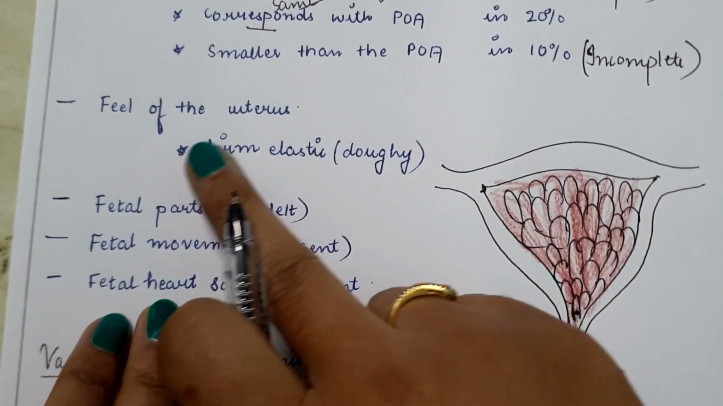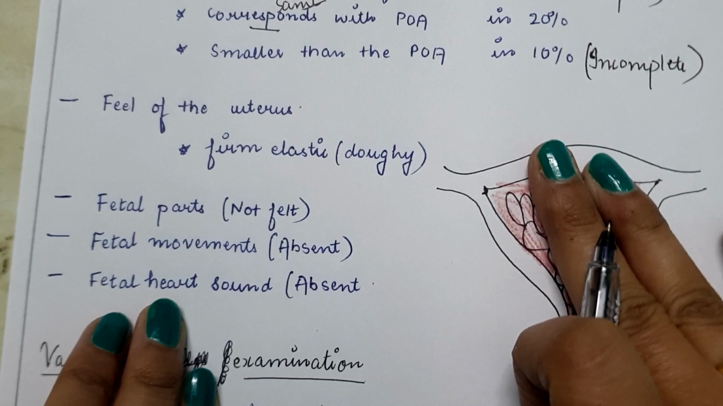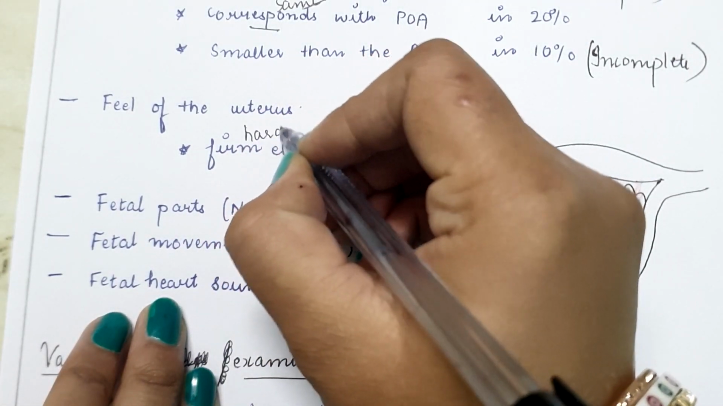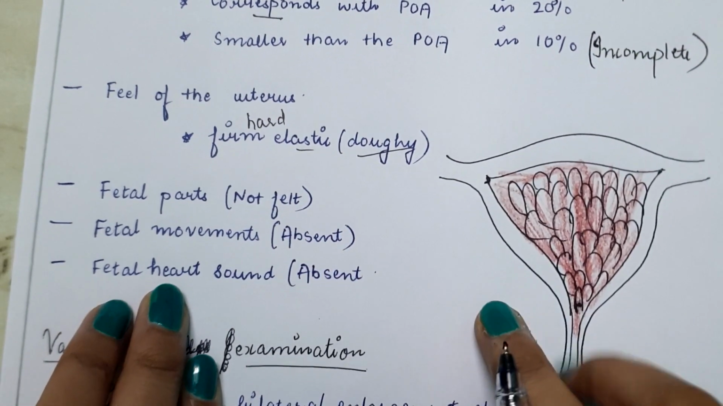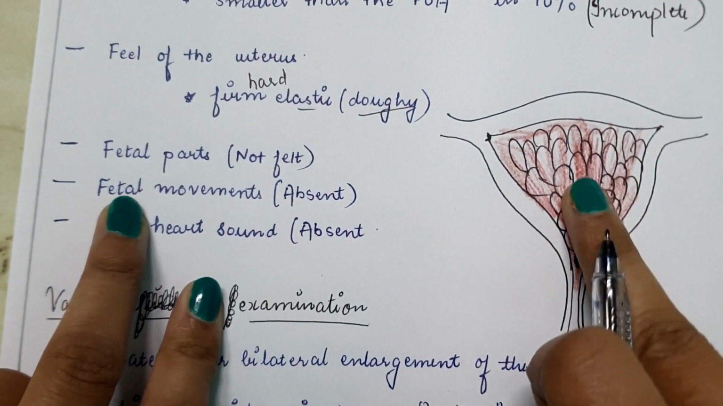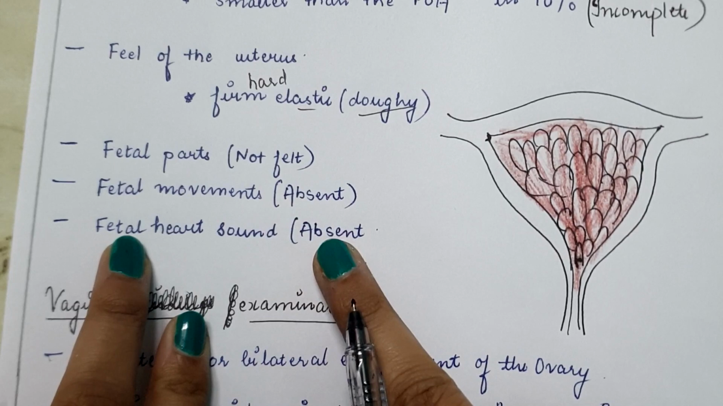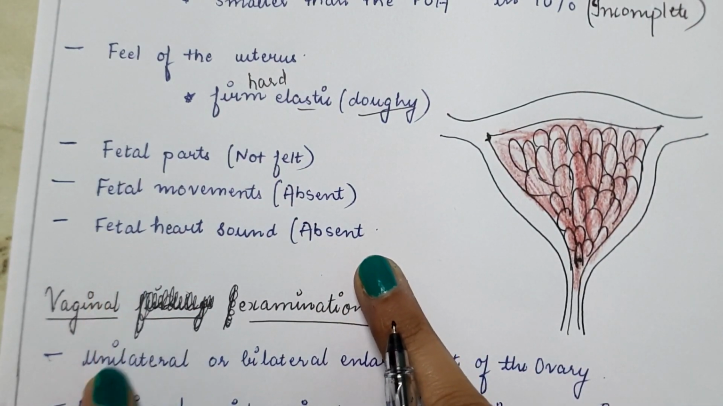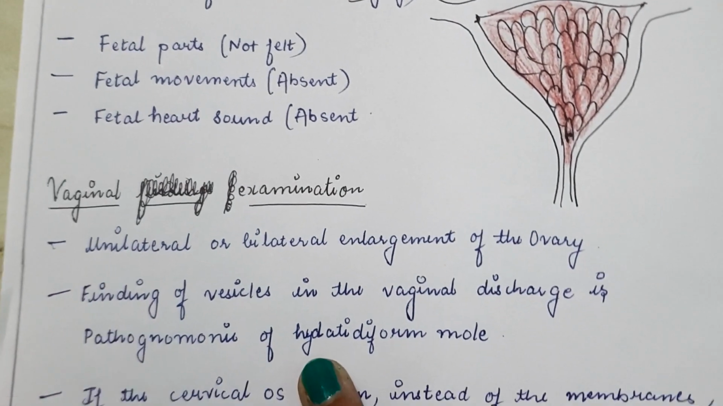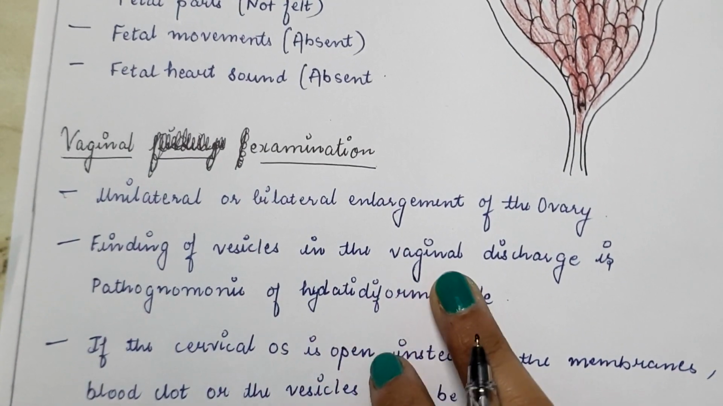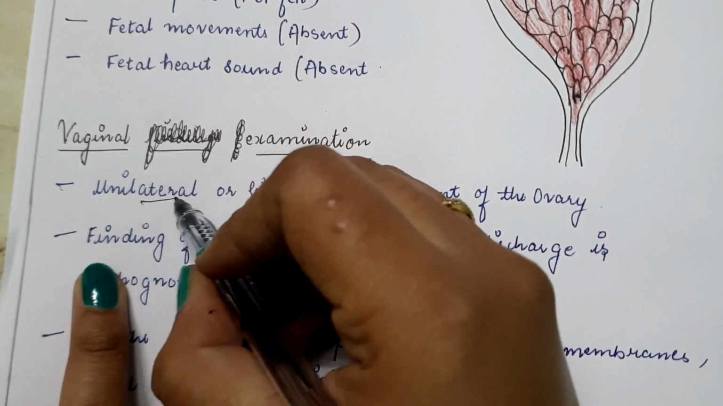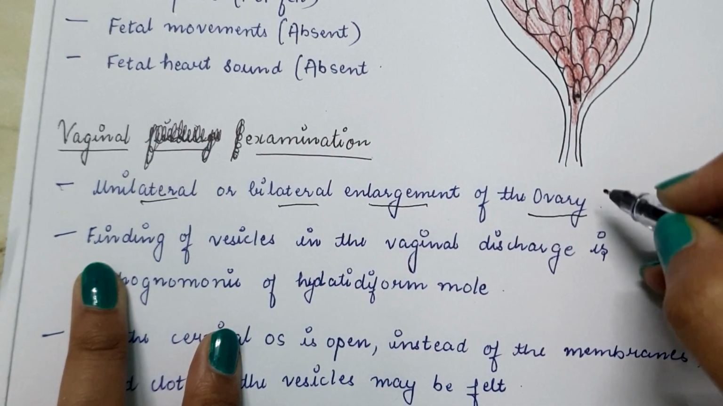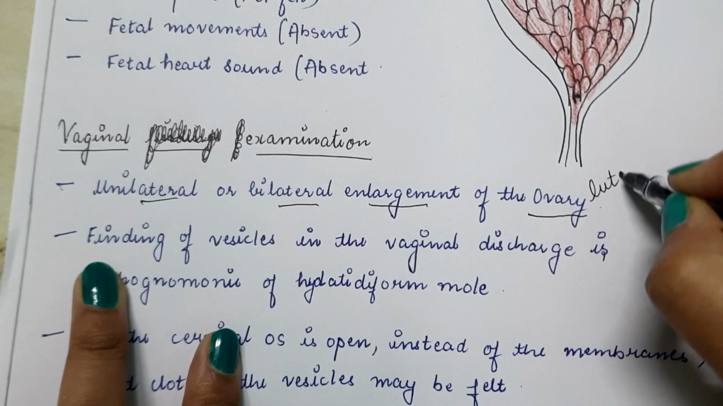Next is the feel of the uterus. The feel of the uterus is firm, meaning hard and elastic like dough. Next, fetal parts are not felt, fetal movements are absent, and fetal heart sound is also absent. Next is the vaginal examination. There is unilateral or bilateral enlargement of the ovaries because of the presence of lutein cysts.